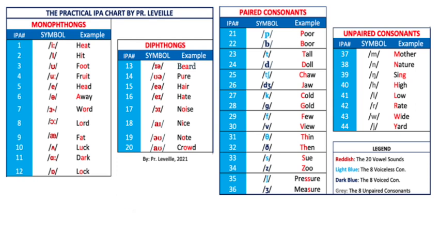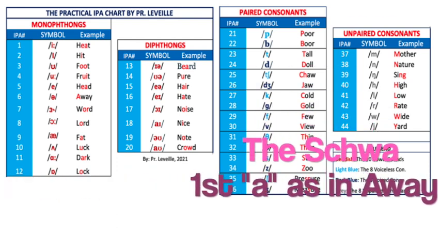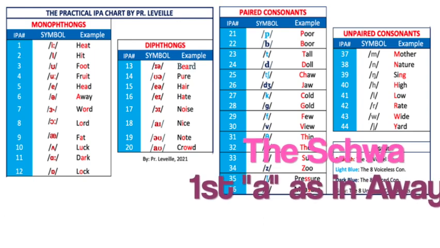Finally, we have colored the unpaired consonants in gray. Moreover, we have added a number to identify each phoneme because none of them has a specific name except the mighty schwa, which happens to be the most used sound in English.